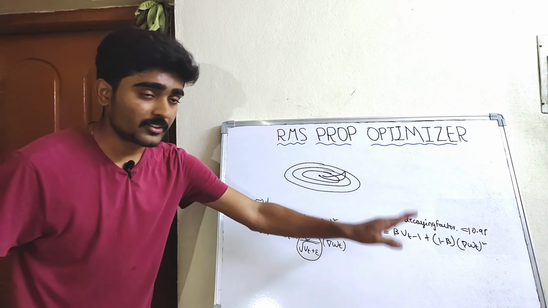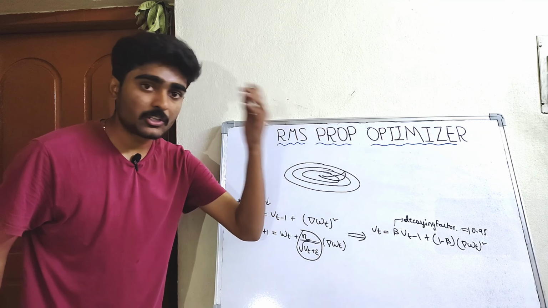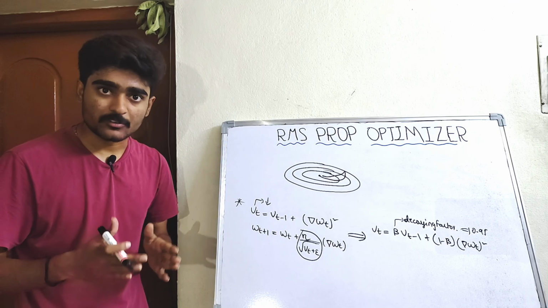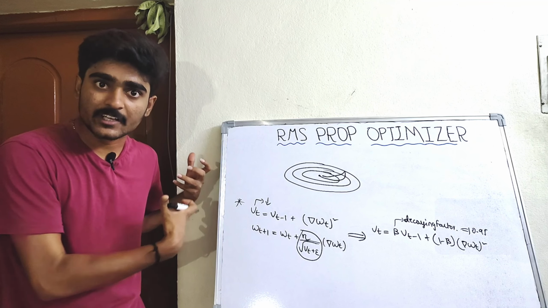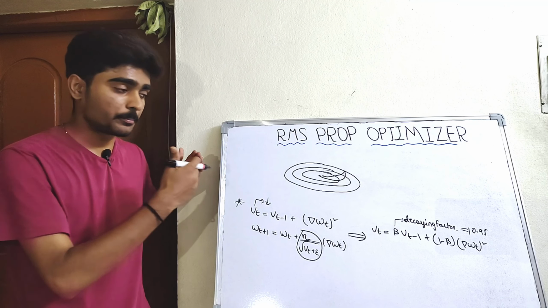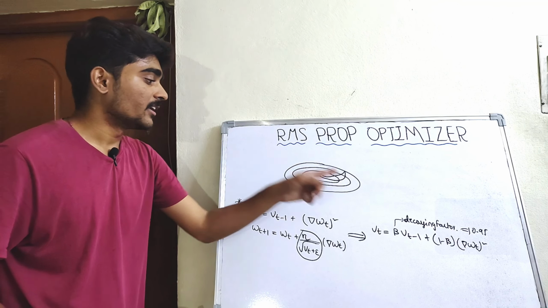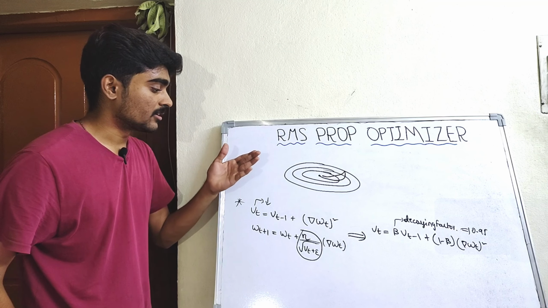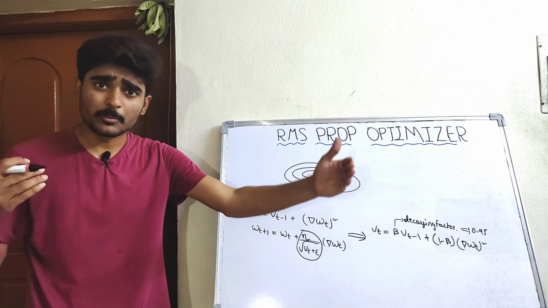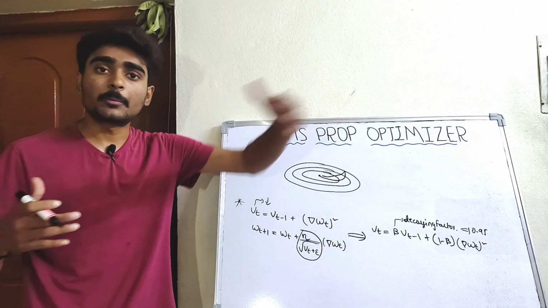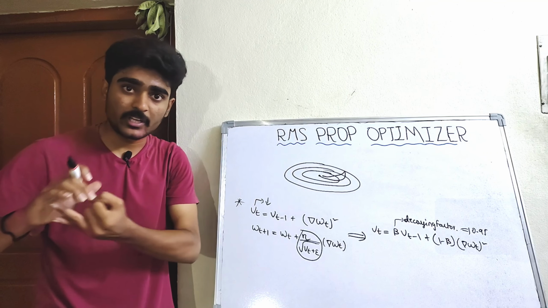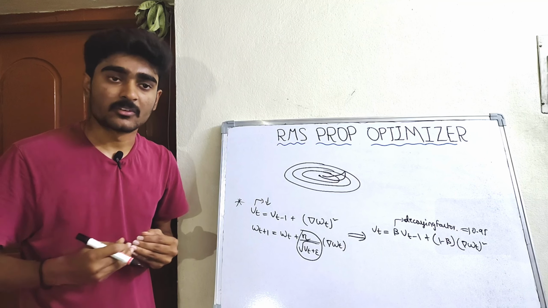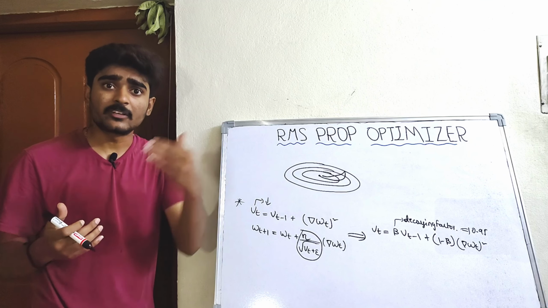Now what does this beta value specify? It specifies the importance that must be given to the previous gradients. It indirectly specifies how many previous gradients have to be considered in the calculation of Vt. In the case of the AdaGrad optimizer, we are giving equal importance to all the previous gradients, from the first epoch to the 100th epoch. All the gradients in between are given equal importance, so this Vt value gets very much larger.